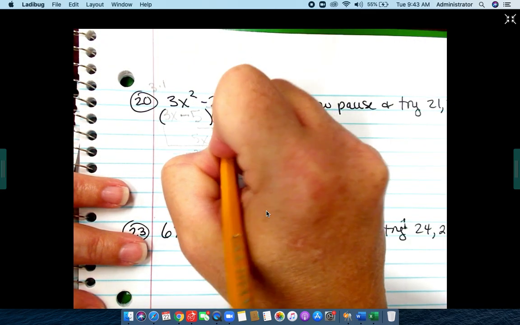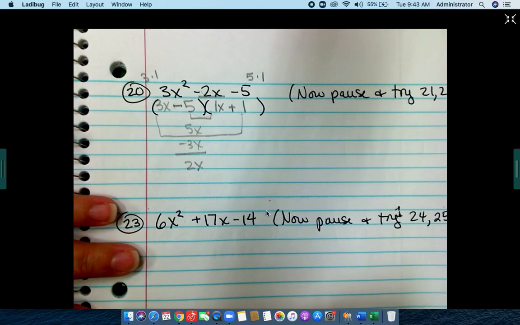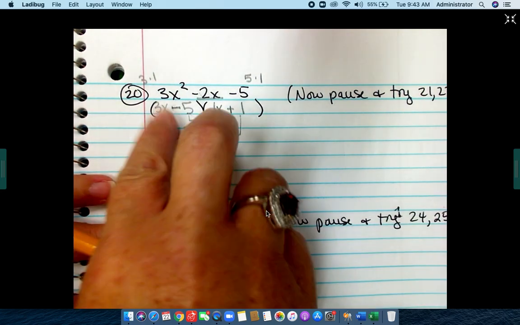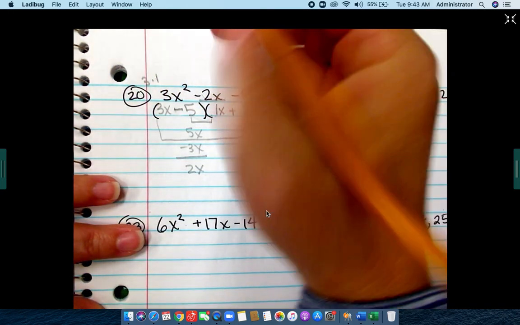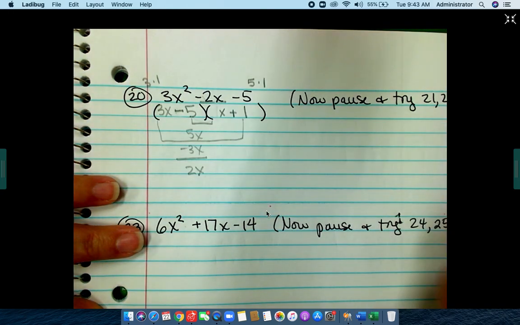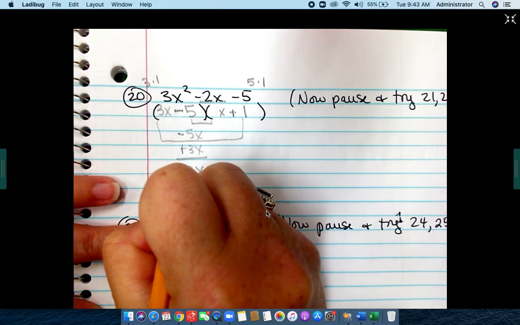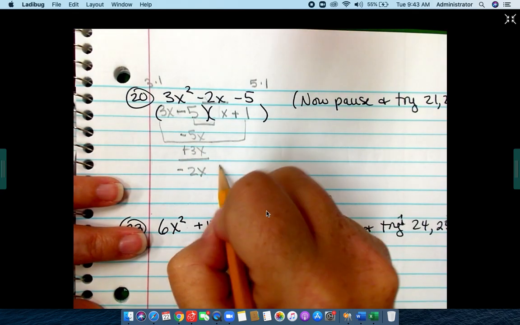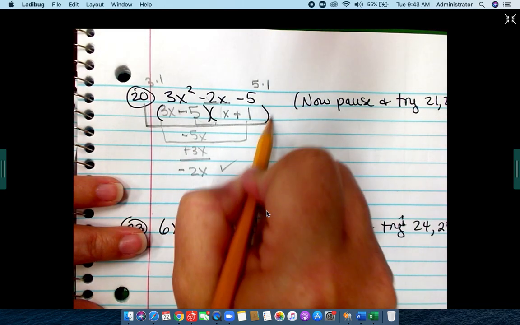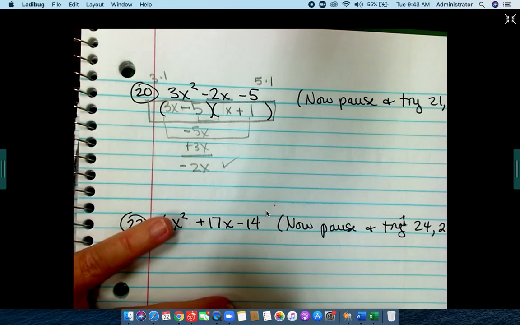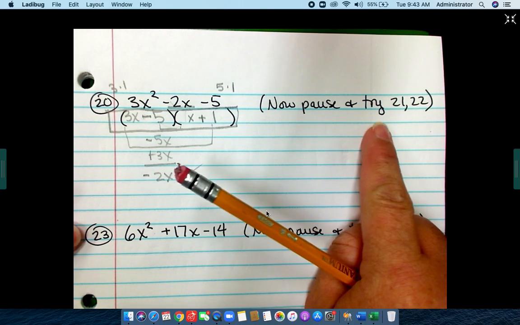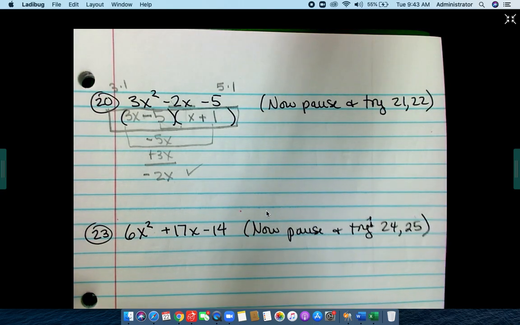Oops, I forgot to put a 1x there. I apologize. So again, 3x times x is 3x squared. And of course, we don't need this understood one. Negative 5x now plus 3x gives us negative 2x, which was our goal. So that means this is factored correctly. All right, so go ahead and pause the video and try 21 and 22.